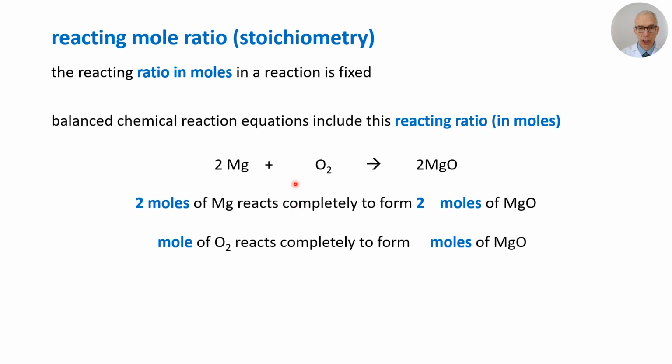Okay, so looking at the equation, 1 mole of oxygen will react to form 2 moles of magnesium oxide. So it's a fixed ratio. However many moles of oxygen we start with, we'll get twice that number of moles of magnesium oxide.